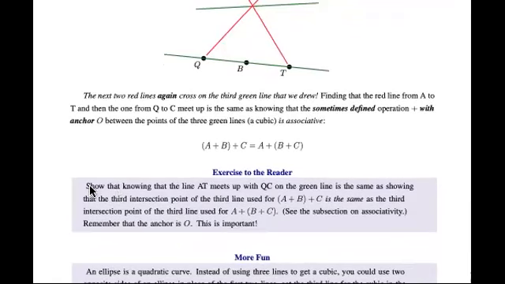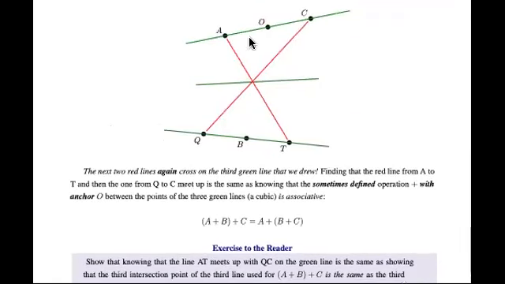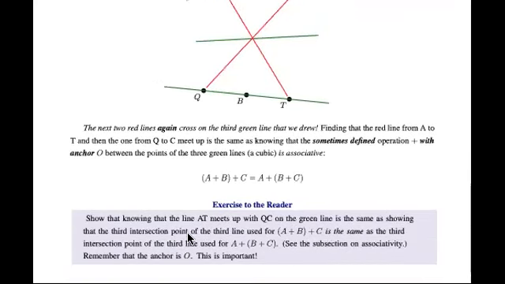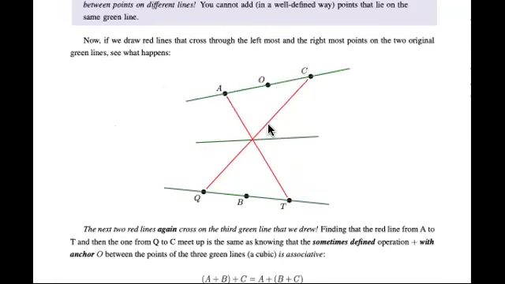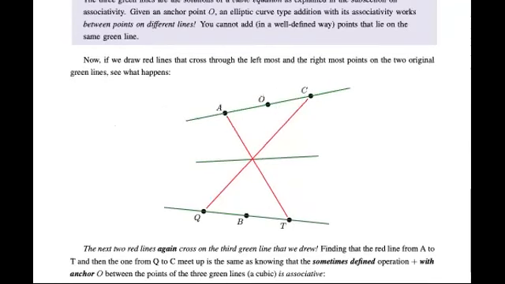Okay, let's just look at this. Showing that the line AT meets the green line at the same third point of intersection is the same as showing that the third point of intersection of the line used for A plus B plus C is the same as the third point of intersection used for that. Okay, and the anchor we're going to use is O. All right, let's take a look at that for just a minute.